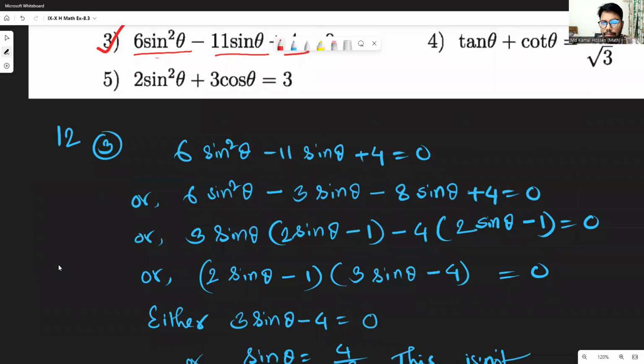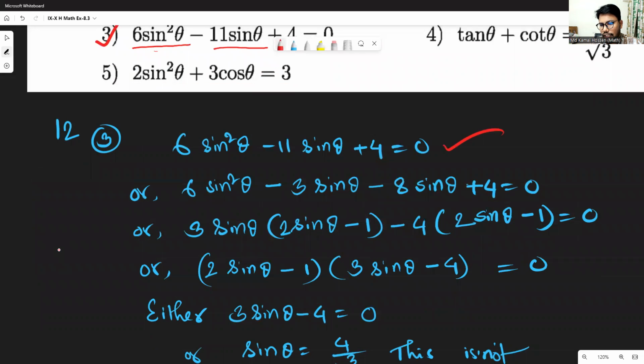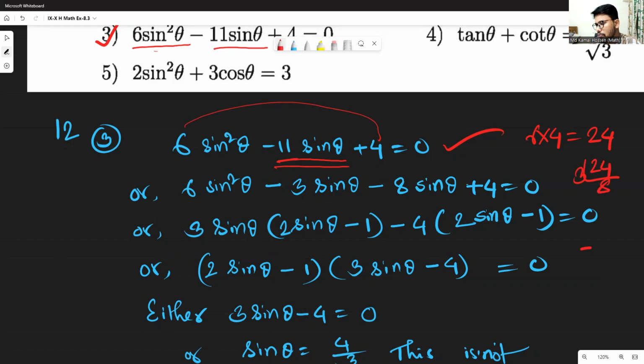First step, this is 11. So there is a coefficient 6 and this is the constant part 4. So 6 multiply 4, this one is 24. Now 24 break down into two parts whose sum will be minus 11. So 3 times 8. There is minus 11, so minus 3 and minus 8. The two numbers, minus 3 and minus 8, their multiplication will be plus 24, and their sum is minus 11.